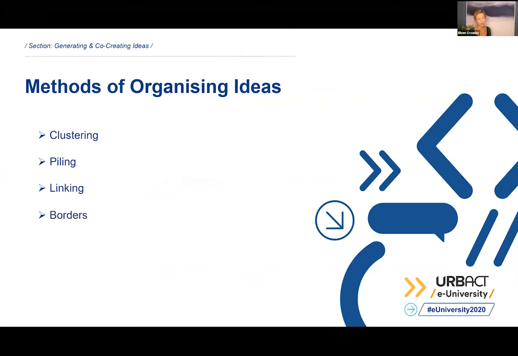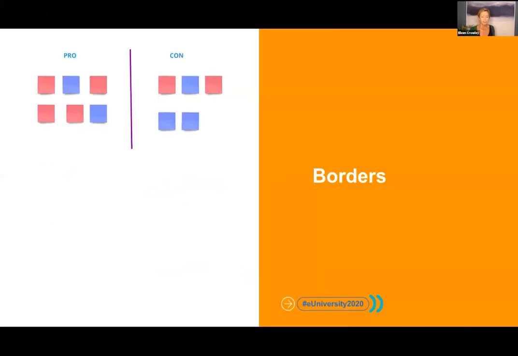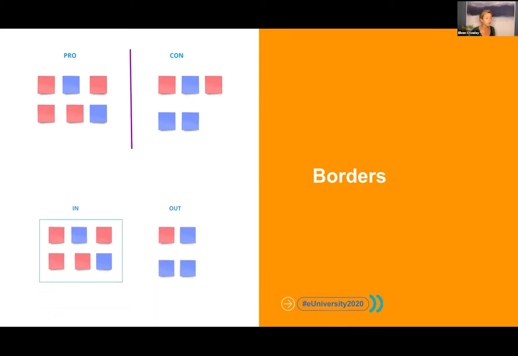Next, we're going to look at borders. So borders are simply lines that frame a space. They create an edge that separates one thing from another. So here you can see this line separates pros from cons. Equally, you can draw a square or a circle, and that separates the inside from the outside.